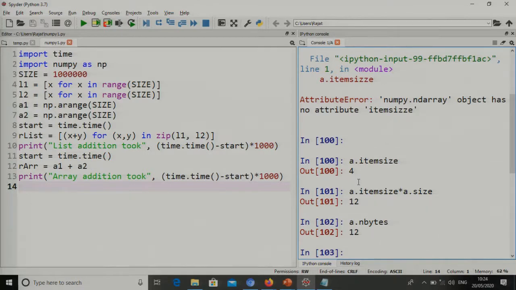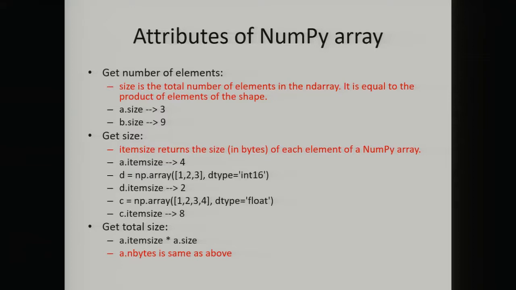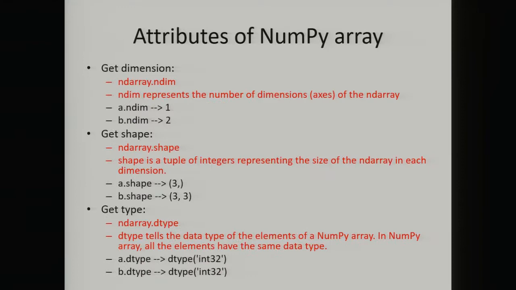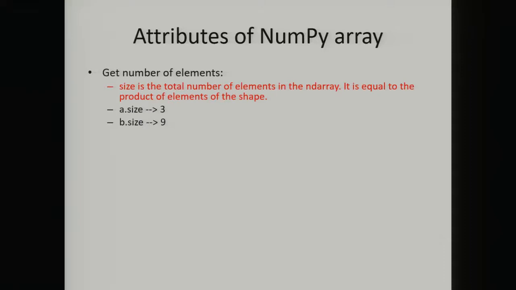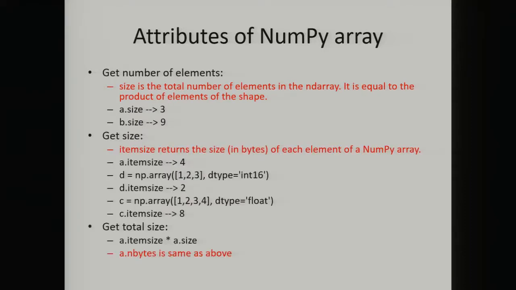Okay, these are the different attributes of NumPy array. That is, we have seen ndim, shape, dtype, size, item size, and nbytes. Okay, we'll look at the other aspects of NumPy arrays now. Now we have created a NumPy array. How do we access specific elements? How do we change a value? How do we access a row? How do we access a column?